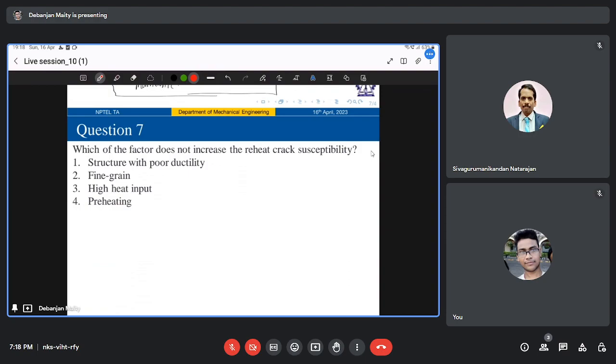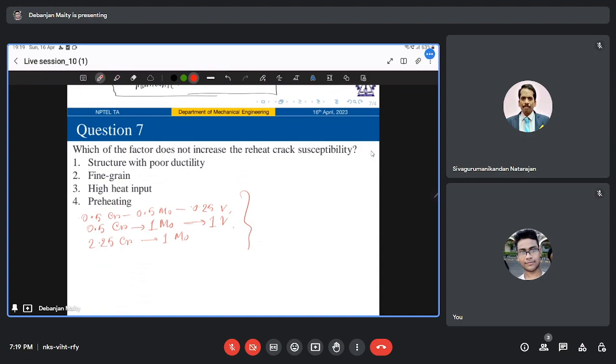So examples of ferritic steels which are susceptible to this reheat cracking can include, let's say, these alloy formations, or else there can be chromium, molybdenum, vanadium, or else there can be chromium, like these alloy formations.